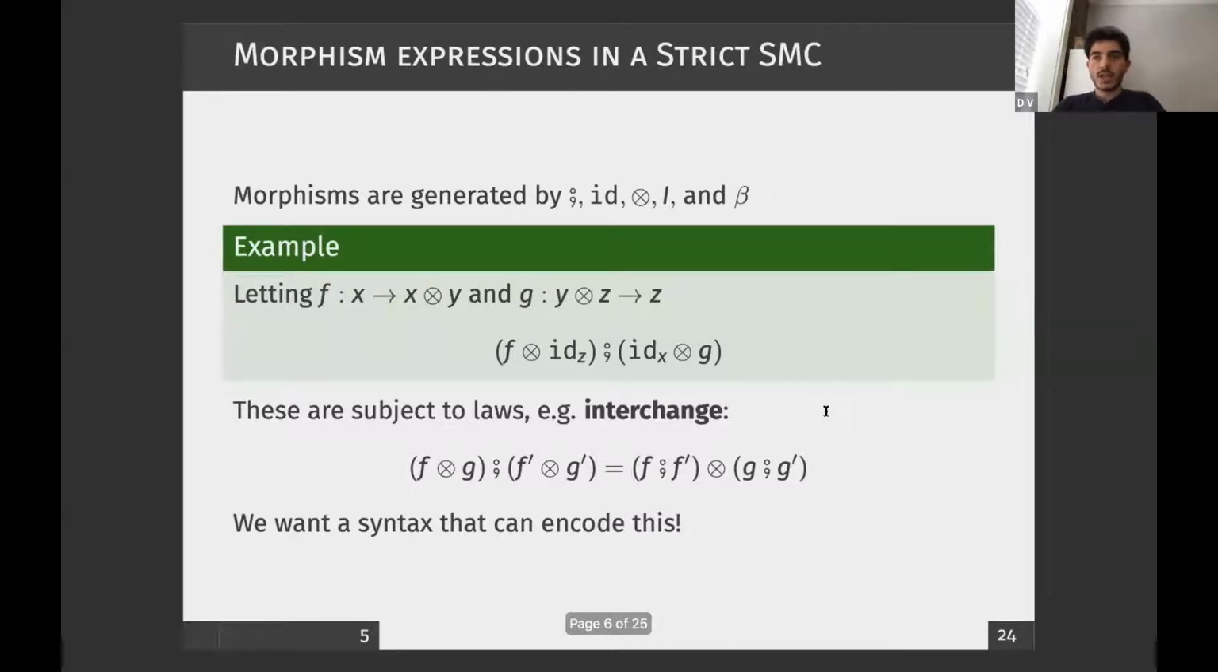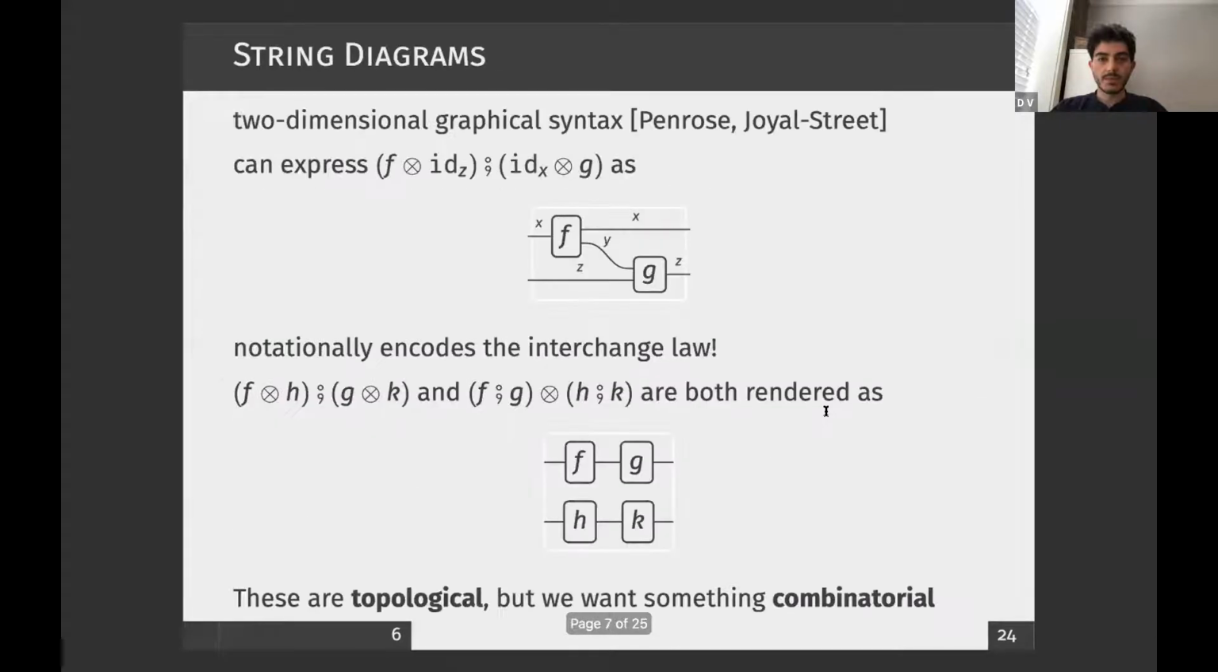So ideally, just like in monoids, where we went into the world of just lists as our way to represent expressions in normal form, we would like something similar for morphisms in an SMC. One idea is string diagrams. The key notion is that fundamentally, morphisms in a symmetric monoidal category, or any monoidal category really, are best represented in two-dimensional form. This starts out with Penrose diagrams and was then formalized by Joyal and Street.